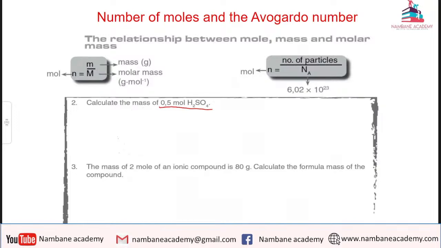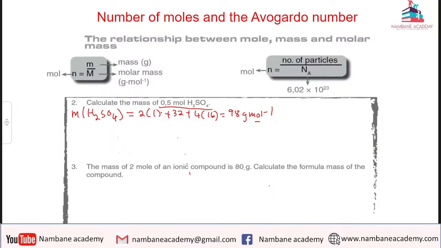The examiner is asking for mass. Then I need to have the molar mass. So the first thing to do is to calculate the molar mass of H2SO4. Ladies and gentlemen, I must show all my workings to the examiner or the person who's going to mark my script. So this will be 2 multiplied by 1 plus, now sulfur, periodic table, very, very important, 32 plus now 4 multiplied by 16. This is something like 98 grams per mole.